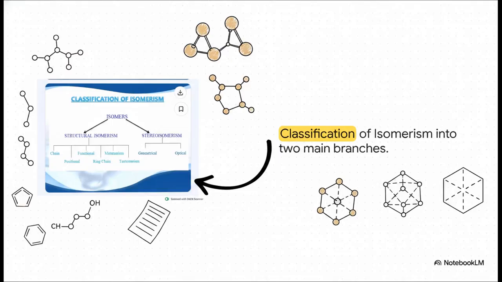Now, check out this classification tree. It brilliantly shows us how isomers are divided up. At the very top, we've got isomers, but then, boom, we split into two main branches. On one side, we have structural isomerism, which is basically all about flat, 2D connections. It's how the atoms are literally wired together. Then, on the other side, we have stereoisomerism, which deals with how those atoms are arranged in 3D space. We're going to tackle that first branch, the structural side, right now.